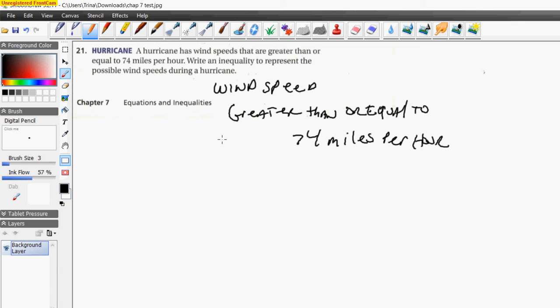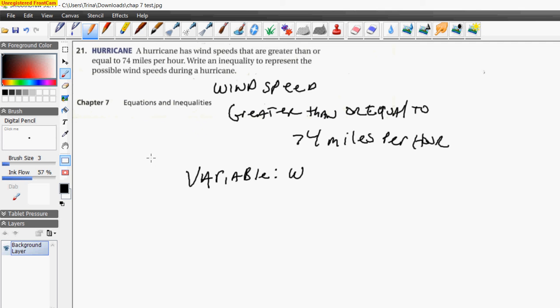Okay, what is our variable going to be? You got it. Let's use W, because that would represent wind. Remember, you can do however you want. You can put X or Y, but it's always best to use a letter that's similar to the word that you want it to represent. So in this case, W for wind. So let W be the wind speeds. Variable is W.